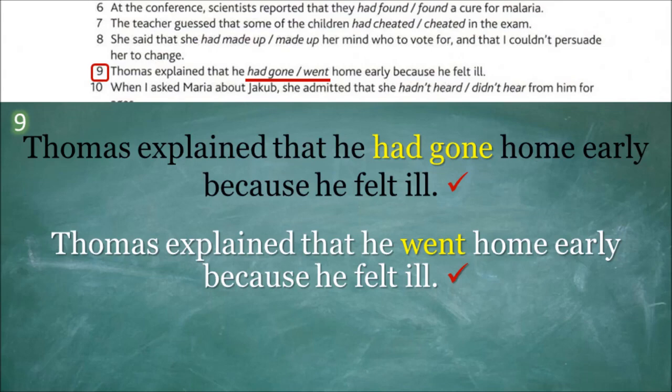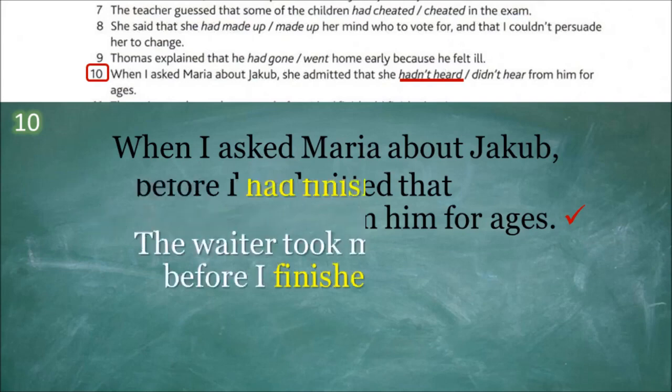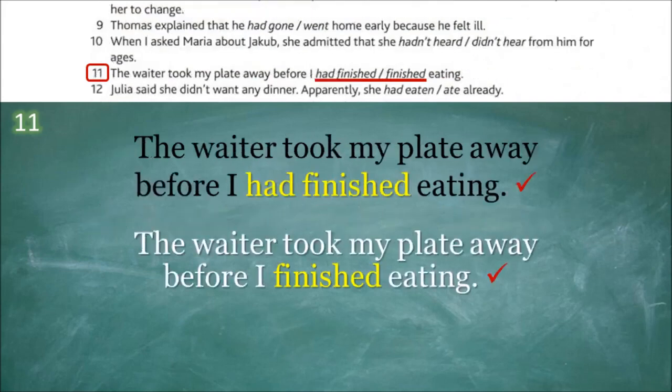Thomas explained that he had gone home early because he felt ill. Thomas explained that he went home early because he felt ill. When I asked Maria about Jakub, she admitted that she hadn't heard from him for ages. The waiter took my plate away before I had finished eating. The waiter took my plate away before I finished eating.